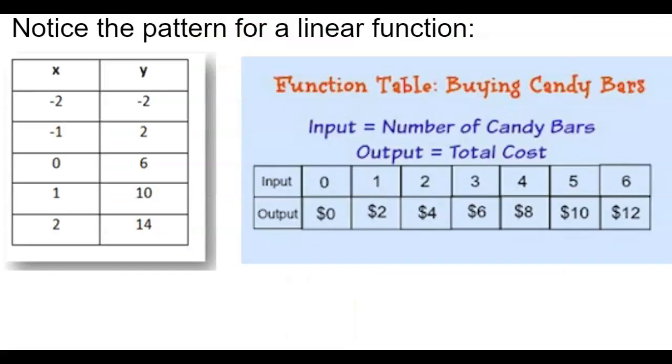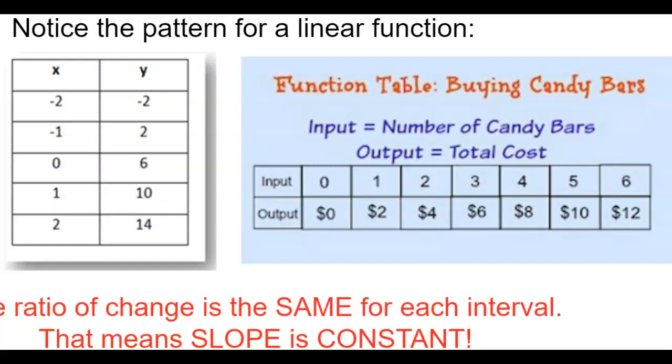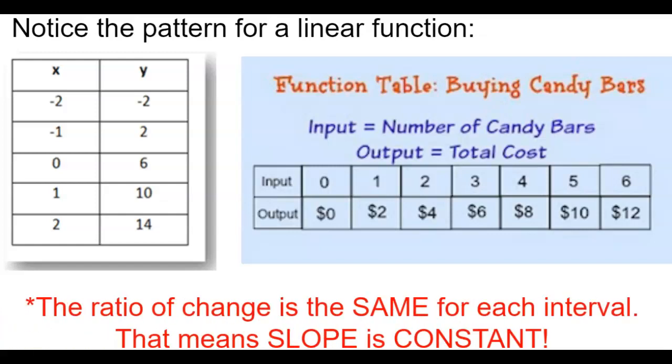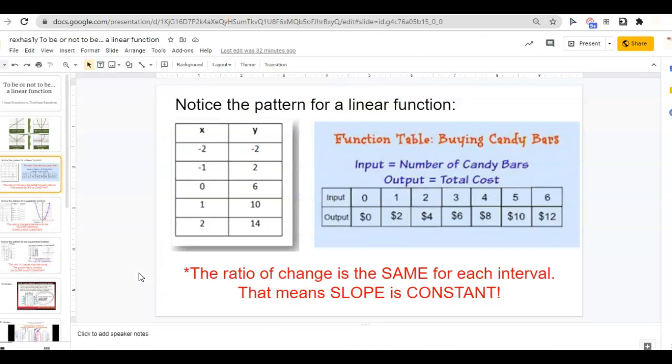So to begin, let's be really clear about what something must be to qualify as a linear function. First of all, if it's a function, I know that each x is going to have one y. But there is something very specific to a linear function that sets it apart from exponential and quadratic functions. And that is this: slope is constant. The ratio of change is the same for each interval. So to restate, slope is constant for a linear function.